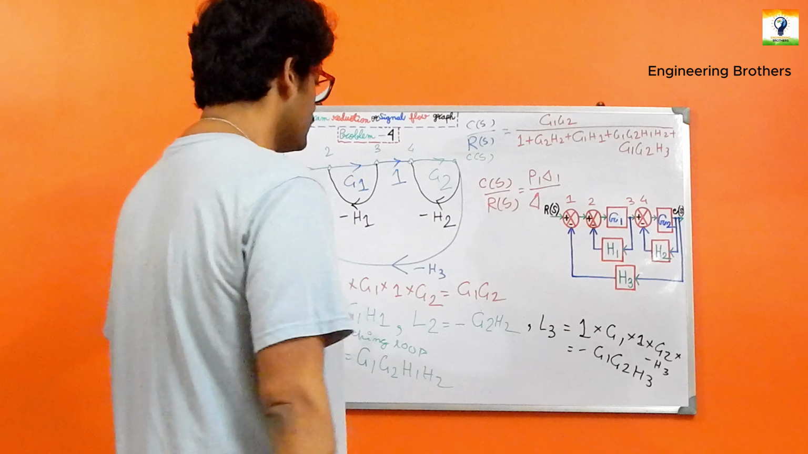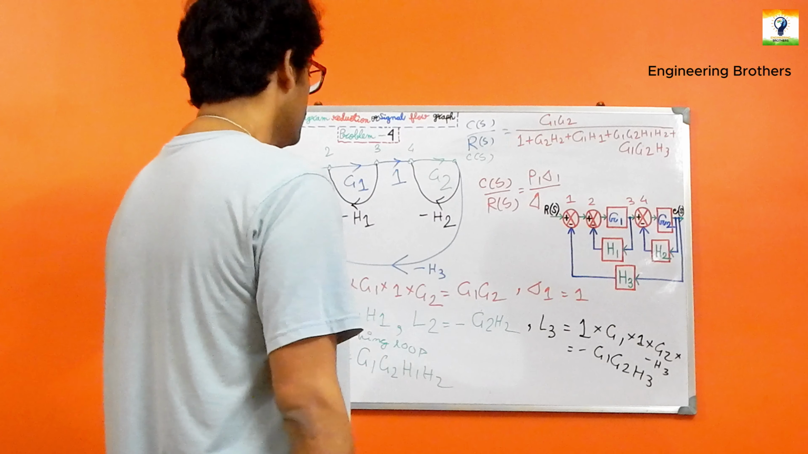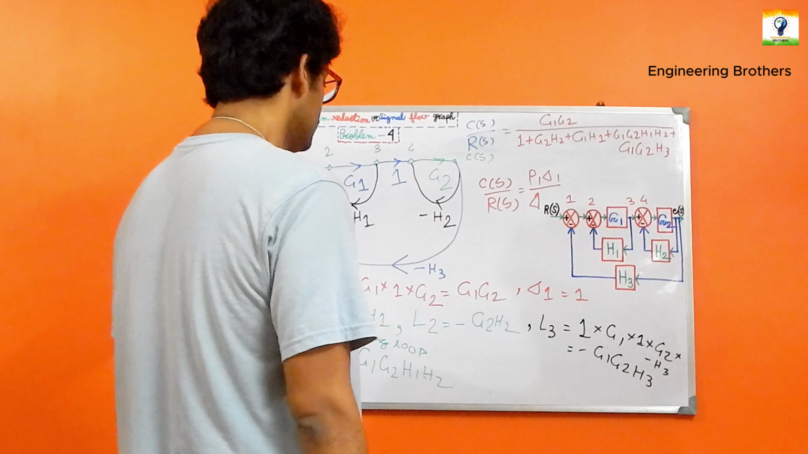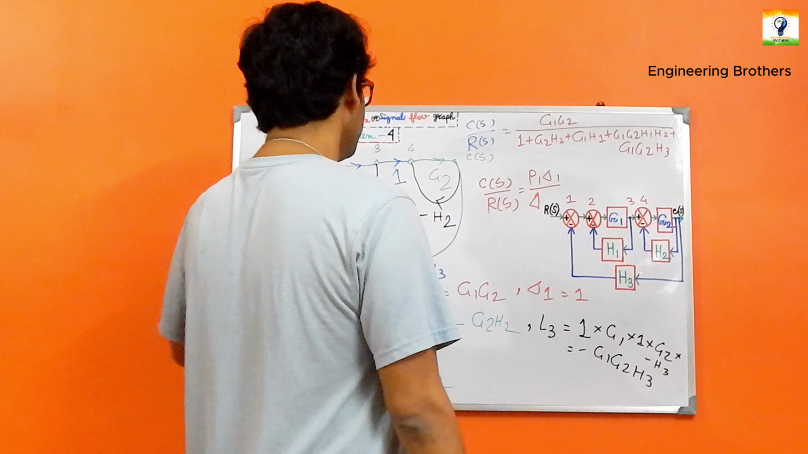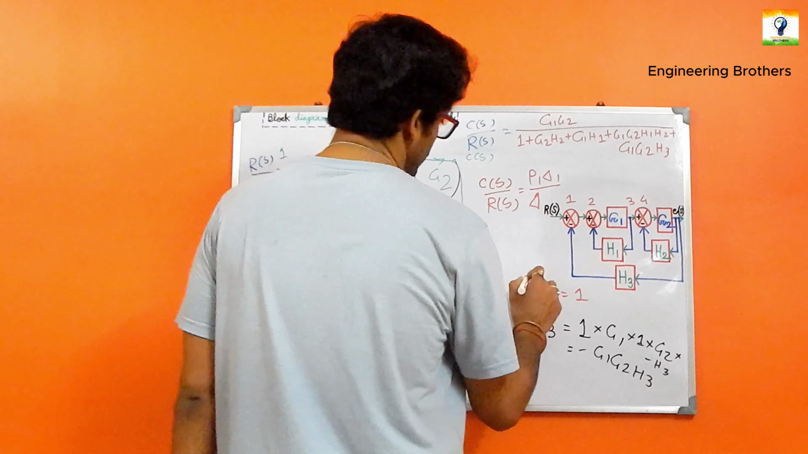We already have the forward path which has been considered as our P1, and in our next occasion we should find out what is the value for our delta 1. The expression for our delta 1 will be 1. Why? Because that said forward path does make the touch with all those given loops over there. Okay, the said forward path is touching all those loops over here. That is why the delta 1 will be 1.